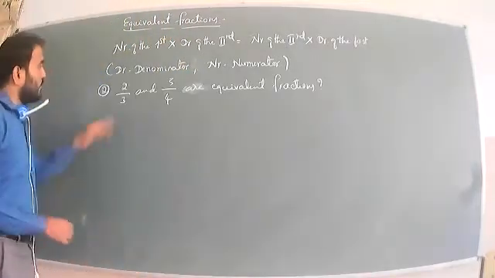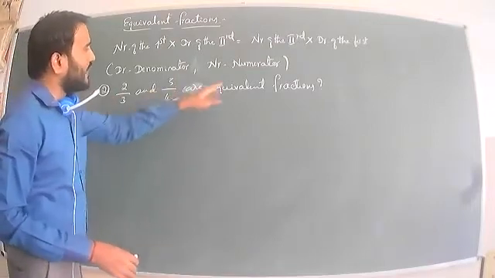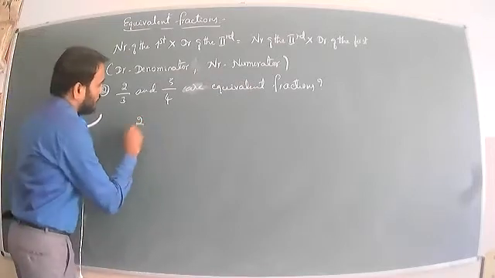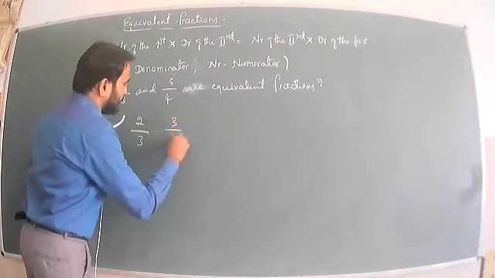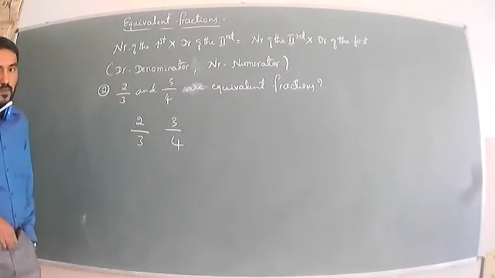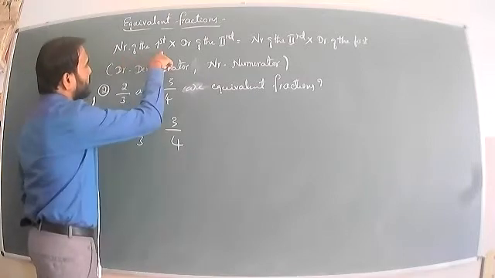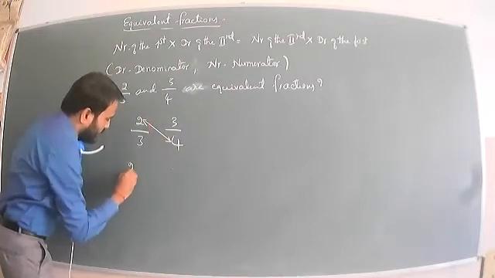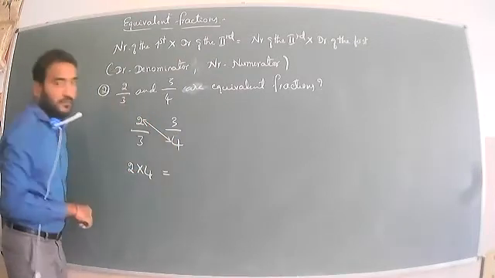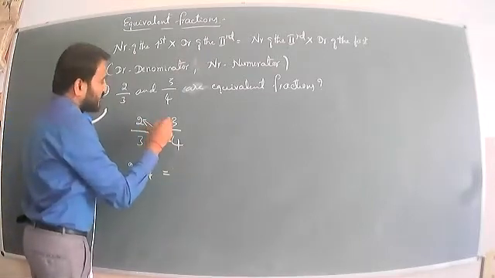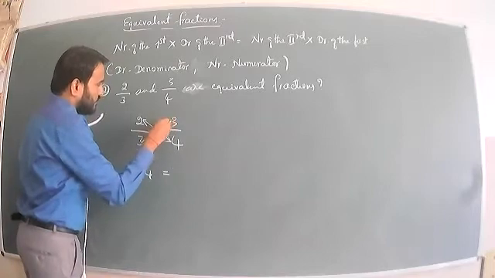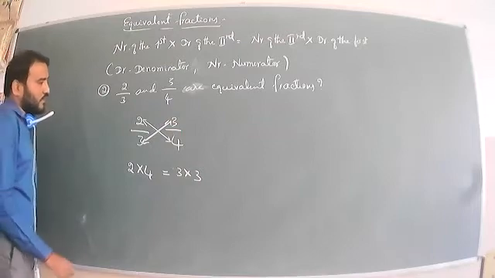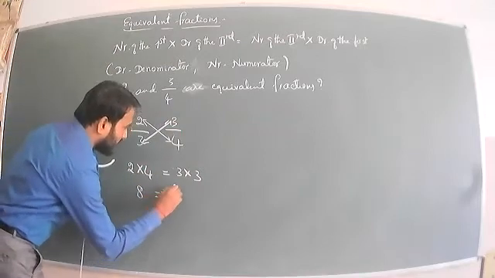So the given question is: are 2 by 3 and 3 by 4 equivalent fractions? Can we ask that question? First what we do: multiply the numerator of the first and the denominator of the second, 2 into 4. Next, the numerator of the second and the denominator of the first, 3 into 3. Multiply these two numbers. 2 fours are 8. Next, 3 threes are 9.